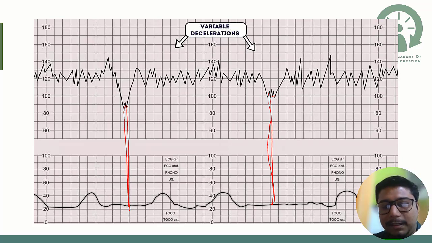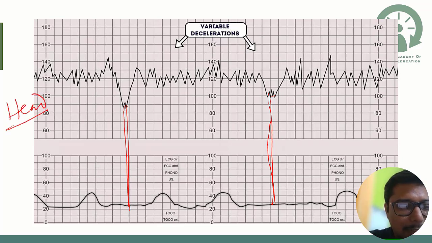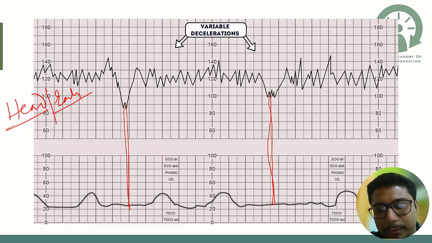See, in labor, a silly mnemonic actually: in labor, what comes first? What comes early? It's the cephalic presentation, the head, right? So early deceleration, head is early. Early deceleration is basically due to head compression. When the head is trying to negotiate through the pelvic planes, the head is getting compressed, and because of that there is deceleration.